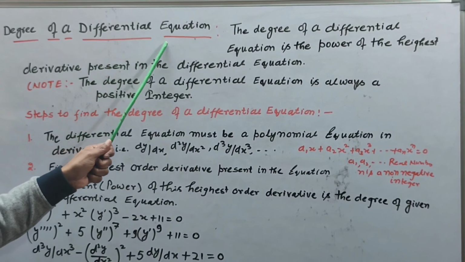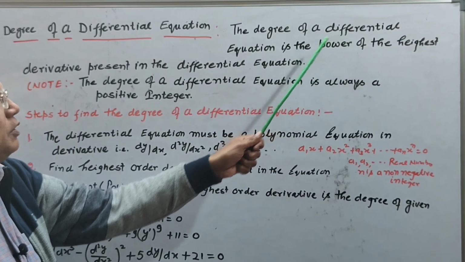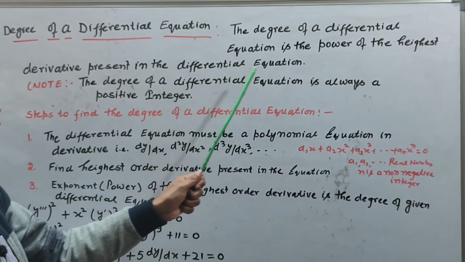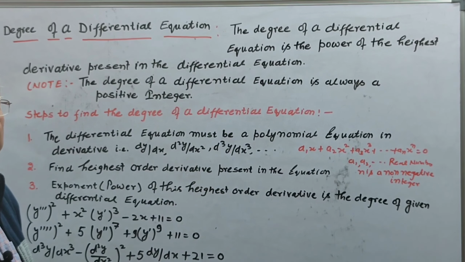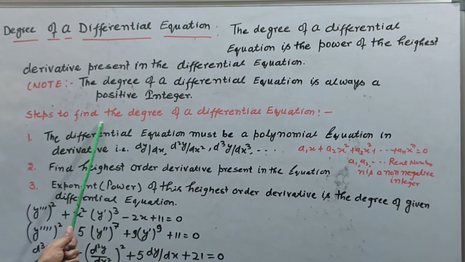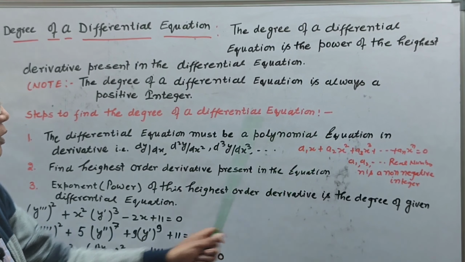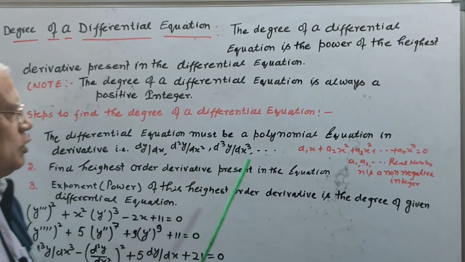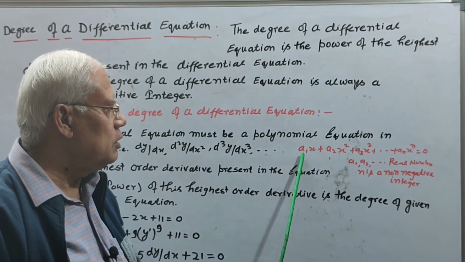Now, degree of a differential equation. The degree of a differential equation is the power of the highest derivative present in the differential equation. Power of the highest order. Now, there are a few steps to find the degree of a differential equation. Number 1, the differential equation must be a polynomial in derivatives, that is dy upon dx, d2y upon dx square and so on. Polynomial form is like this.